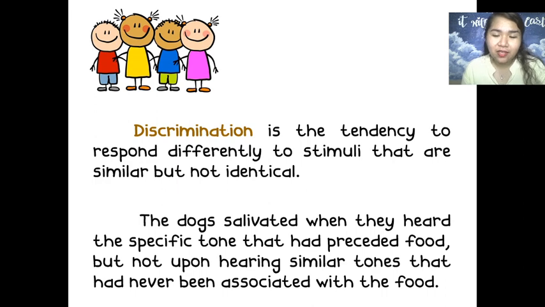Nakuha? Dogs salivated when they heard the specific tone that had preceded food, but not upon hearing the similar tones that had never been associated with the food. So, since hindi naman yung ringtone yung inassociate sa food, so hindi talaga siya magsasalivate. Generalization, again, happens when yung similar na sound or similar na tone, narinig ng dog as to the ring of the bell, siya ay automatic na nagsasalivate kahit naman hindi yun talaga yung bell. So, that is generalization. Discrimination naman ay kapag alam niyang i-identify kung yun ba talaga yung bell at hindi. Nakuha? Okay, so that's the end of classical conditioning by Ivan Pavlov.